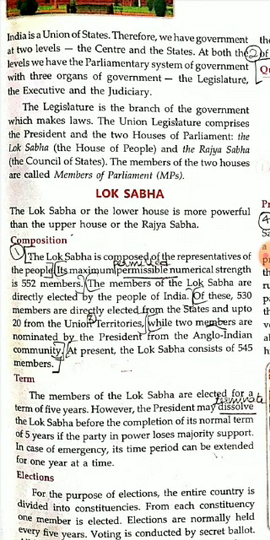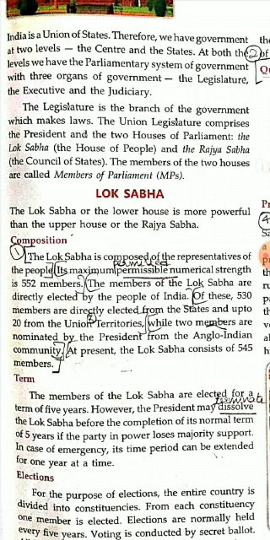The members of the Lok Sabha are directly elected by the people of India. So these members are people's representatives. Of these, 530 members are directly elected from the states and up to 20 from the union territories, while 2 members are nominated by the president from the Anglo-Indian community. So out of these 552 members, 530 are directly elected from the states. We have different states, and the people of these states elect their representatives.